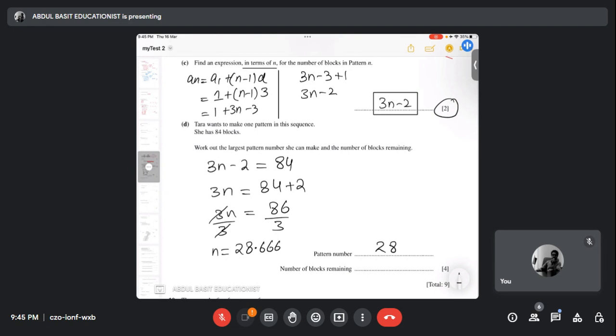will be remaining? So we have to check that in pattern number 28 how many blocks are used. So 3 into 28 minus 2. Please check, 3 into 28 is what? 3 into 28 is 84, minus 2 is 82. It means that 82 blocks are used, so only 2 blocks are left. Is this clear everybody? This is for 4 marks and it's very easy, just look at the question. बड़ा आसान था, इतना मुश्किल नहीं था.